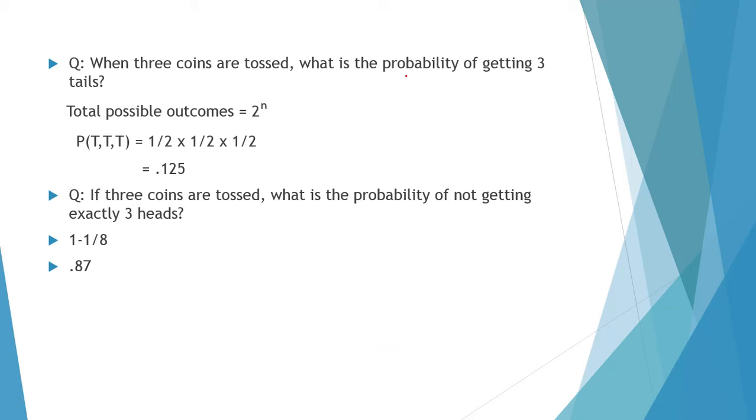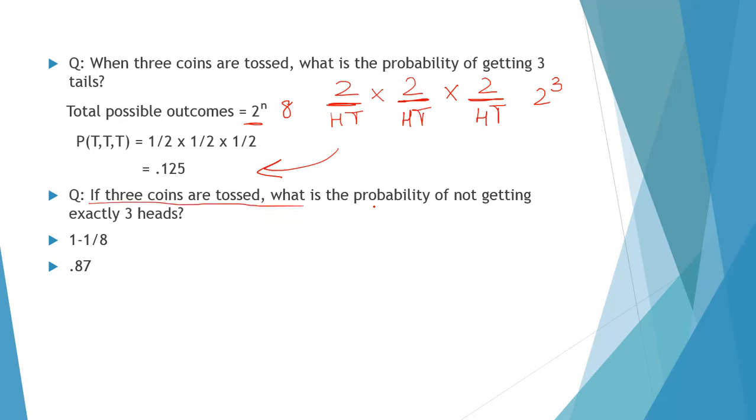When 3 coins are tossed, what is the probability of getting 3 tails? We have 2 options for the first toss, 2 options for second toss, and 2 options for the third toss. So in this way, 2 raised to power 3, we have 8 total number of possible outcomes. And we'll solve it in the way we have done before.